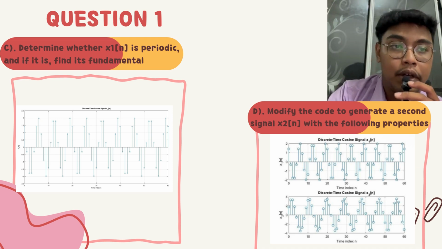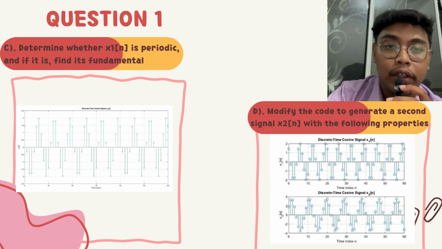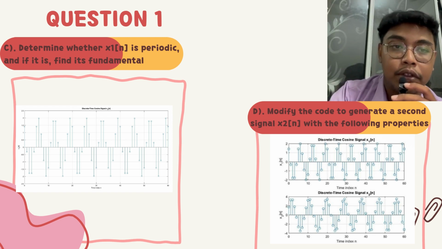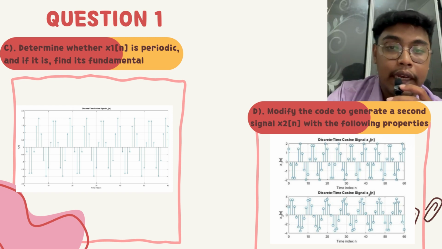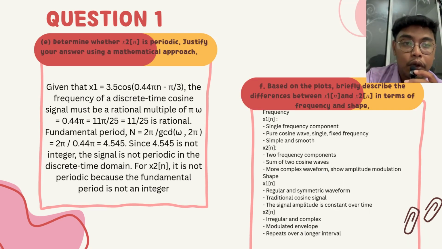x1[n] is periodic because it has a fundamental period, while x2[n] is not periodic because 4.545 is not an integer, so it is not a fundamental period. Lastly, it is required to compare the frequency and shape between x1[n] and x2[n].